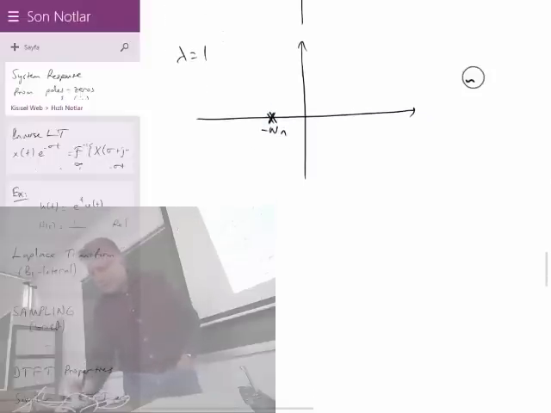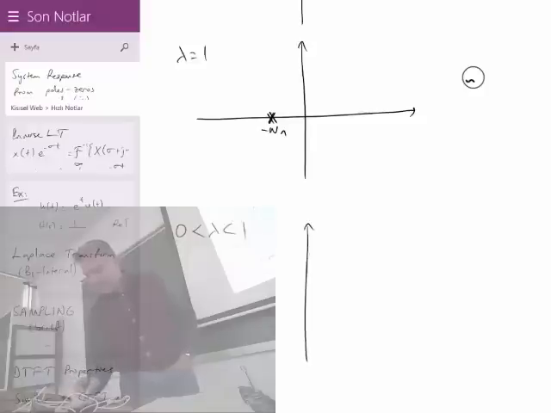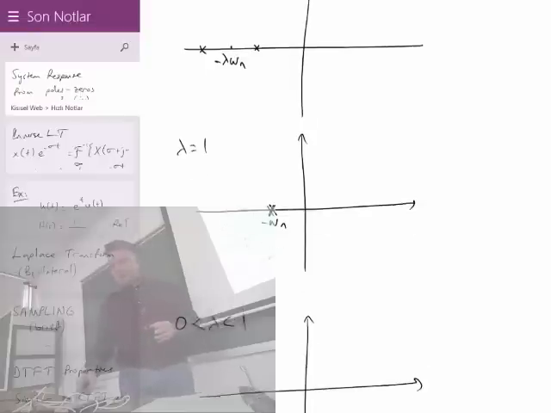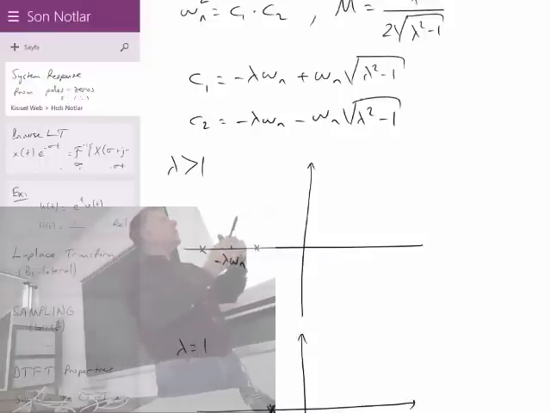If lambda is between 0 and 1, what will happen? This is the place where things become interesting, because lambda will be a smaller entity. So this minus lambda omega n, the center point, will go further to the right. It will be nearer and nearer to the center.